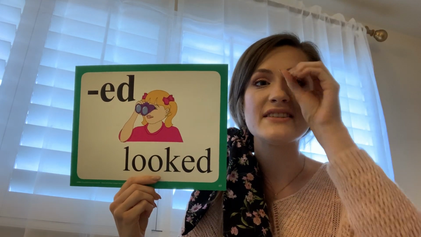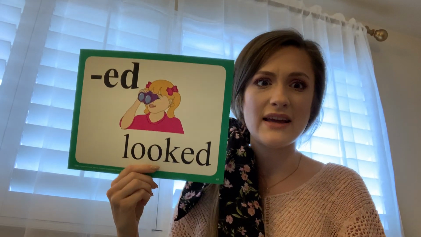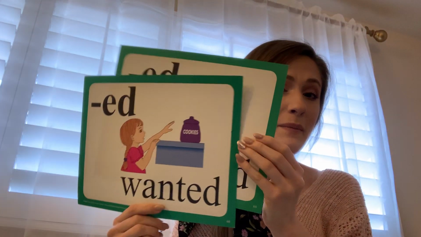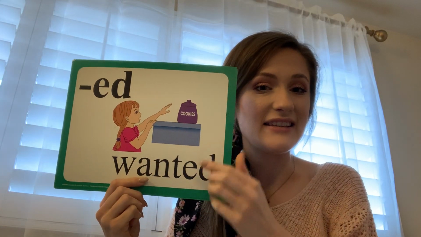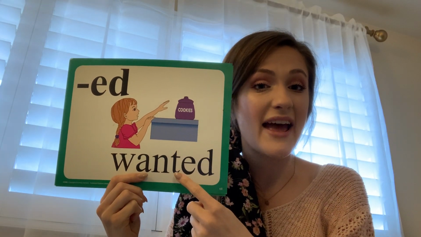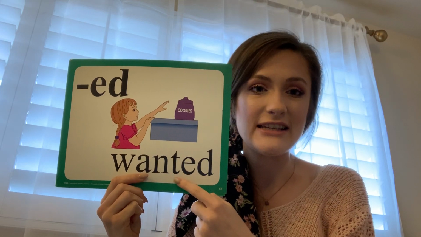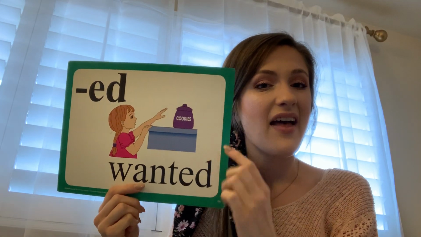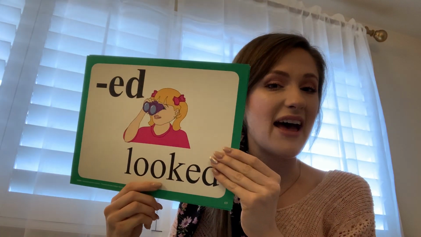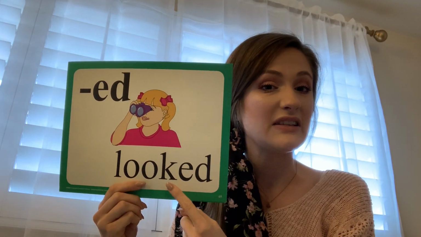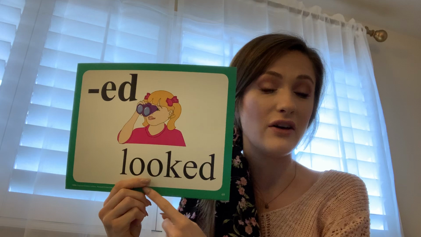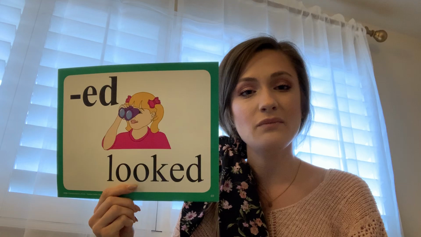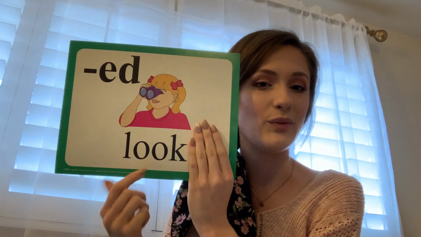T in looked, E-D. Now you may say, wait, they look the exact same. Why do they sound different? Well, remember, yesterday when we learned this ed, it came after words that ended with a T or a D. So this time, all of the words that don't end with a T or D have the sound that says T. So if you don't see a D or a T at the end of the root word, it's going to say T.